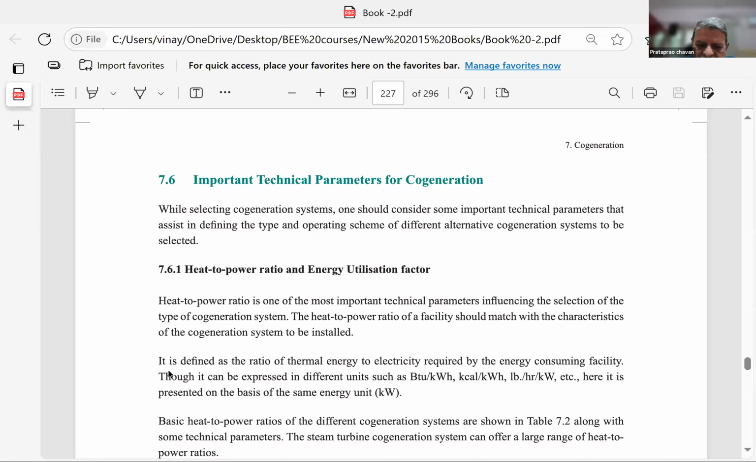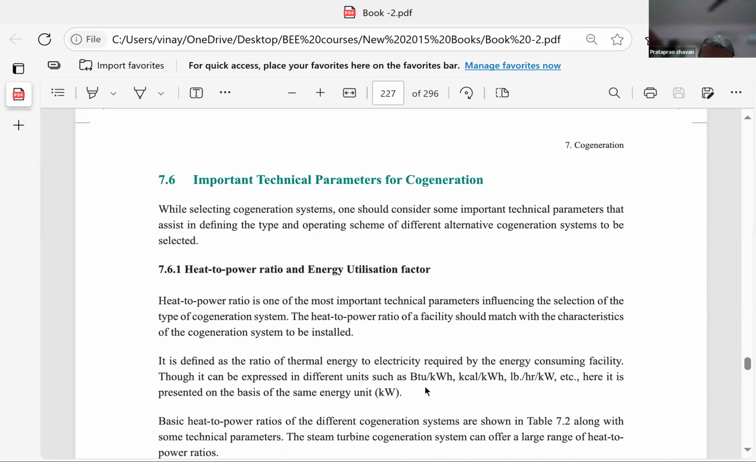Again, let us understand. It is defined as the ratio of thermal energy to electricity required by the energy consuming facility. That means the factory needs some thermal power and some electrical power. Now, the thermal power is in the numerator, that means the upper side of the line, and the electrical power is at the bottom. It gives you a heat to power ratio.